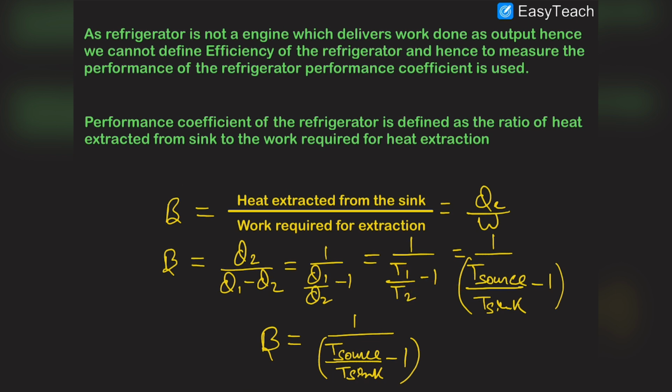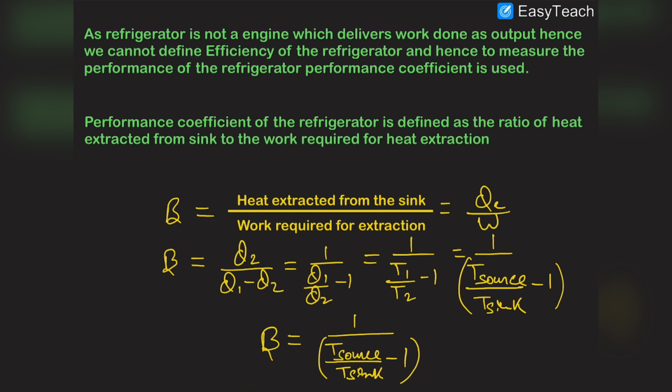And what we have written is the fact that Q1 by Q2 is equal to T1 by T2. This relation we have already derived and proved in the Carnot engine, so we can write Q1 by Q2 as T1 by T2, where T1 is the temperature of source and T2 is the temperature of sink. So the coefficient of performance of the refrigerator is actually 1 upon T source upon T sink minus 1.